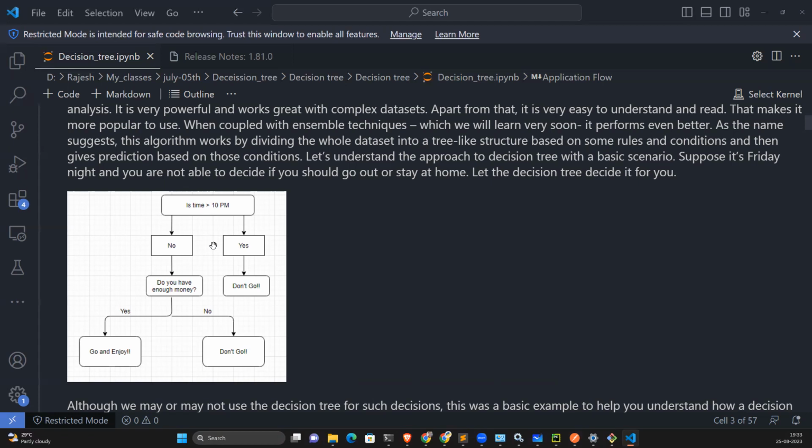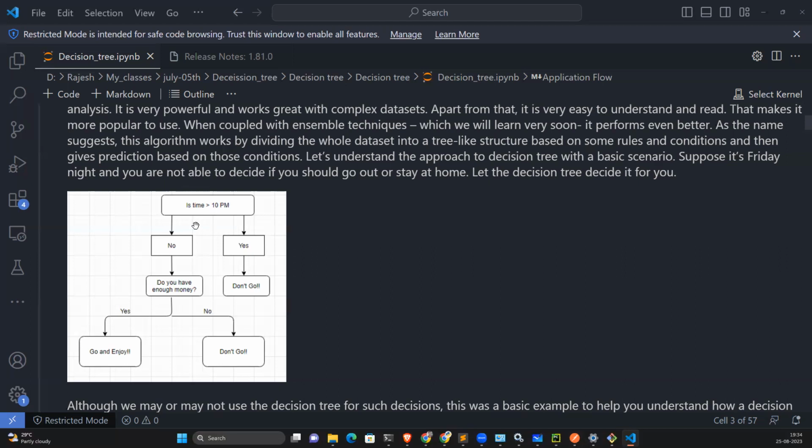Now here is one problem. Just try to understand. In real time, this also happens; it has happened with me as well. The problem is: which node do you have to select as the primary node? You could select the node 'do you have enough money' first, and then check what the time is. First you check whether you have enough money, and if yes, then you check the timing. That could also be possible. Now here is the actual question.